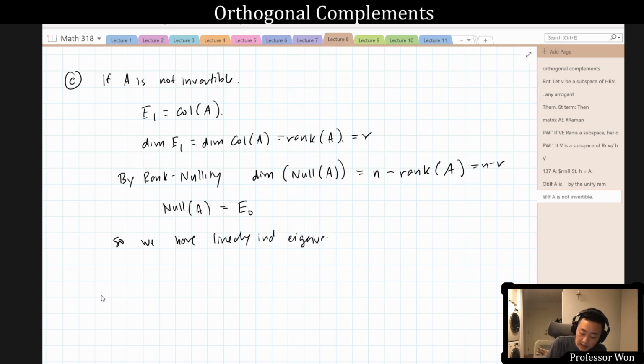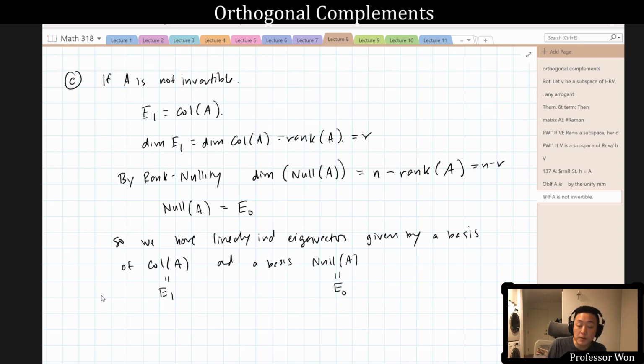You just take a basis given by a basis of the column space, which is, again, the E1 eigenspace, and a basis of the null space, which is the E0 eigenspace, which means that we must have found all of the eigenvectors, which means that we must have all of the eigenvalues. Right? The only possible eigenvalues are 1 and 0.